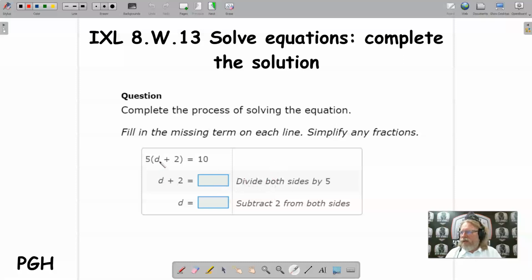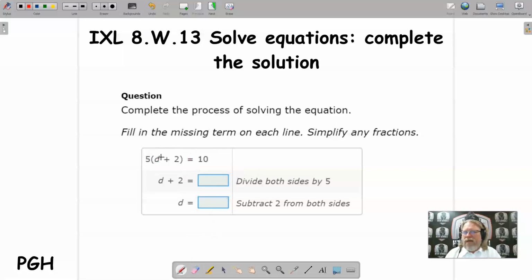So in this one here, it says complete the process of solving the equation, fill in the missing term on each line, and simplify any fractions. On the first one, whenever we move from one line to the other, they're already telling us that we divide both sides by 5. And right here, what's happening is they've divided by 5, and those 5s canceled each other out. We ended up with just what's in the denominator. And this should be usual to us.